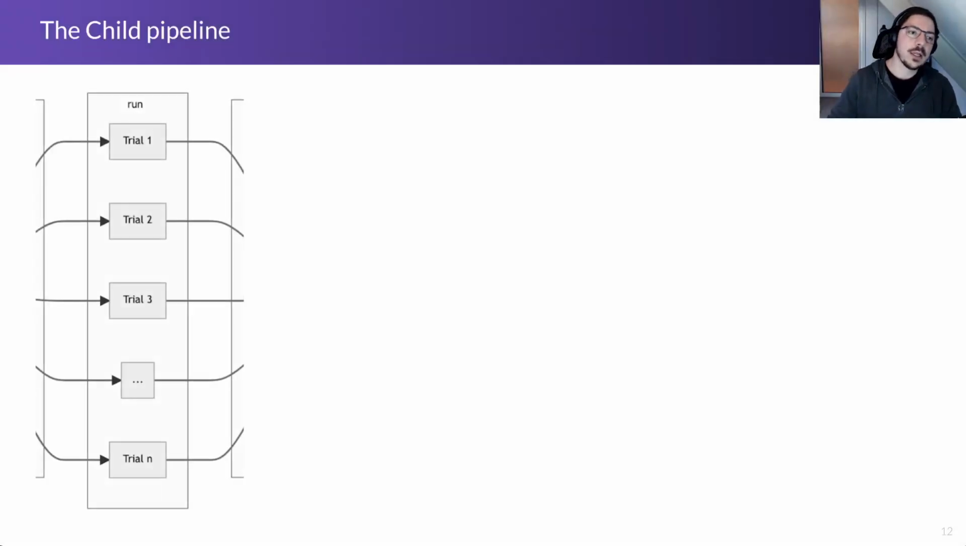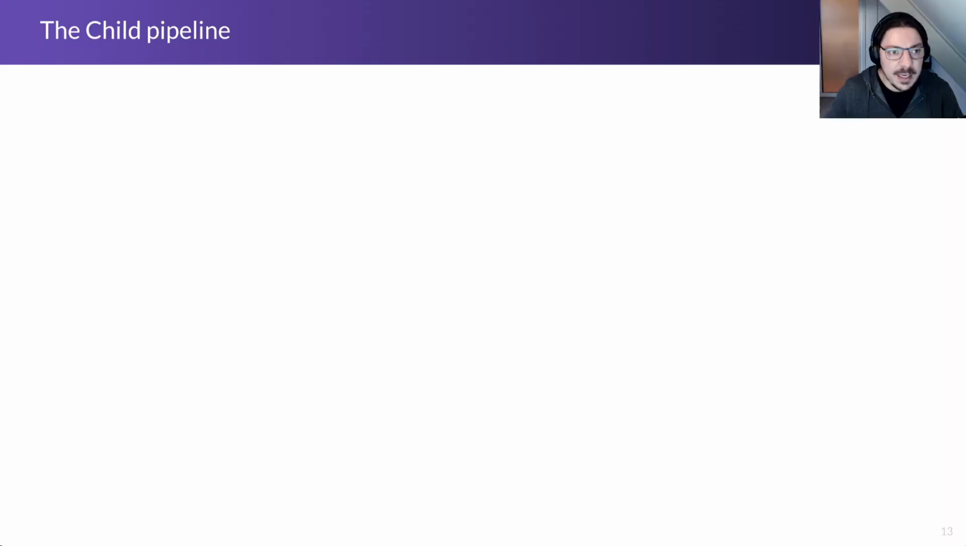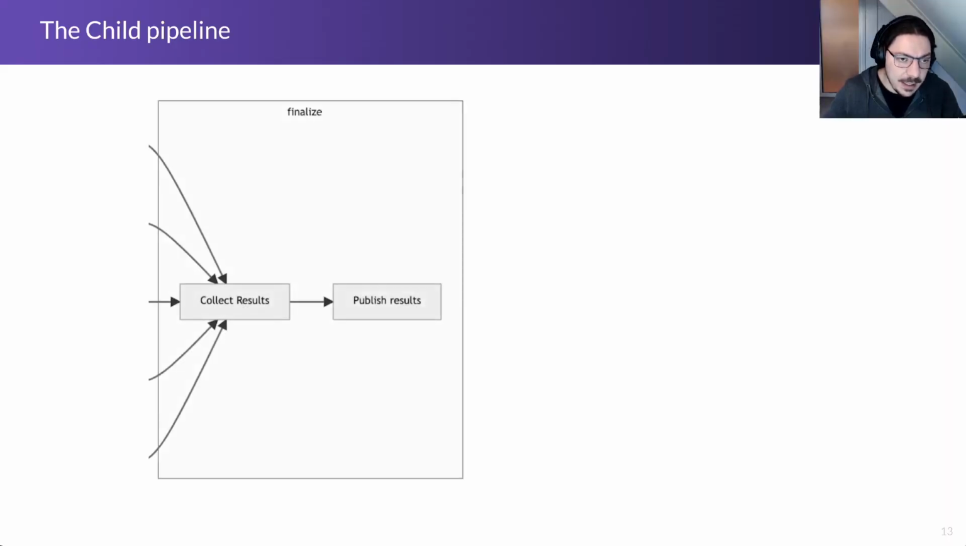So run, each one of the trials will pick up one of the items on that configuration file that I just showed. It will train the model, and it will create a CSV file with the ID and the statistics for that training. So what was the score? What was the training time? What was the fitting time for each of them? Then we have the finalized pipeline, the step.